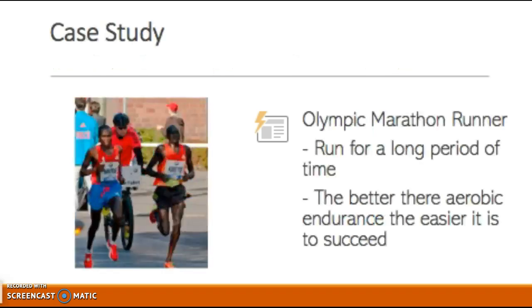Now, for a case study, I chose an Olympic marathon runner. They need to be able to run for long periods of time, and the better their aerobic endurance is, the easier it is to succeed. A marathon runner would need aerobic endurance. It is crucial to help them succeed. If they can keep a good amount of oxygen in their body whilst running, they are more likely to have a chance of winning.